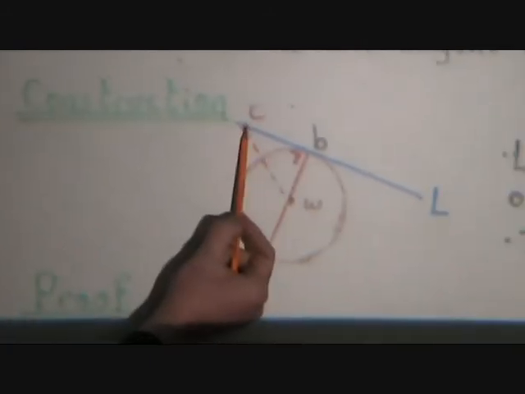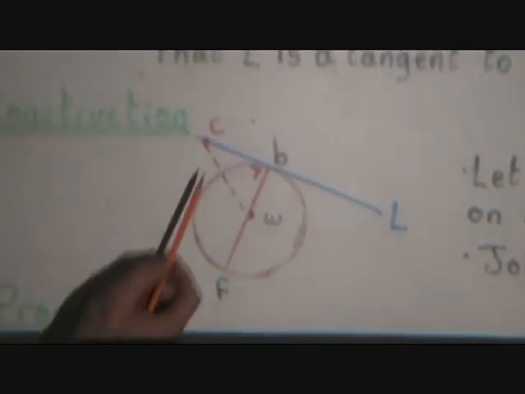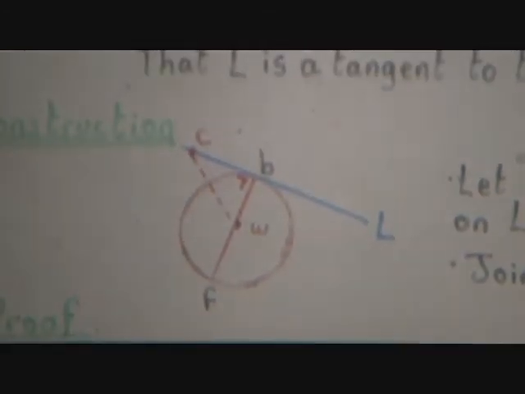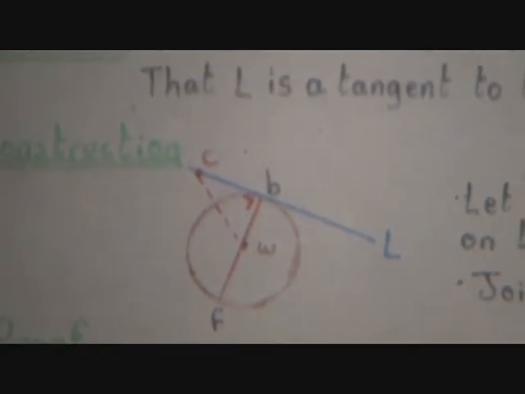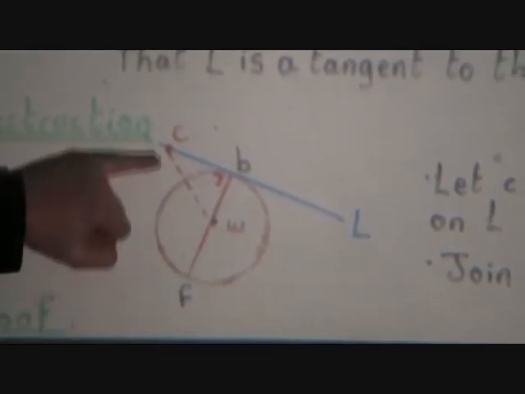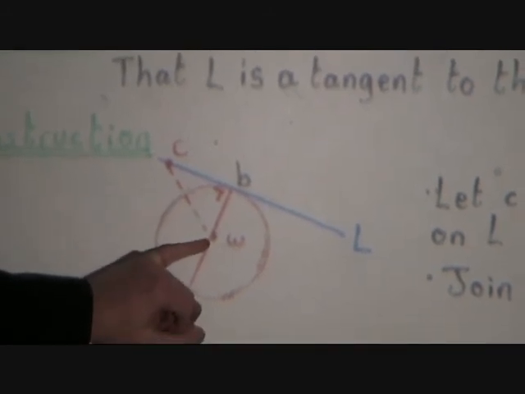What is our construction? Our construction here, lads, basically is that we pick any point on the line L, in this case point C, right? So you let point C be any point on the line L, and basically then you join point C to point W. Okay? Now, if we look then, lads, at the triangle CBW, what can we say about that triangle? We can say that it's a right angle triangle. Therefore, CW is the hypotenuse of the triangle.